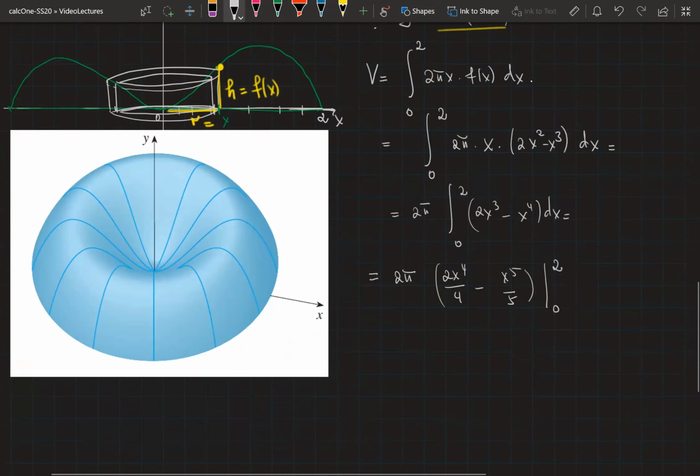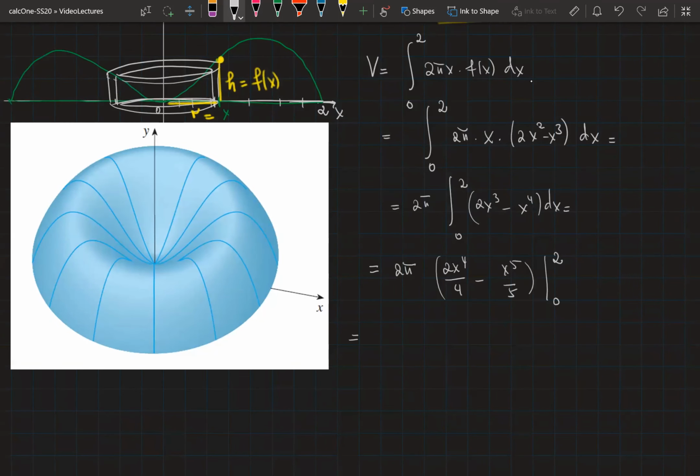So let's substitute 2 instead of x. It's going to be 2 pi multiplied by, and I can cancel 4 and 2, 2 to the power of 4 over 2 minus 2 to the power of 5 over 5, minus 2 pi multiplied by 0 to the power of 4 over 2 minus 0 to the power of 5 over 5. So obviously the second term is going to be equal to 0.